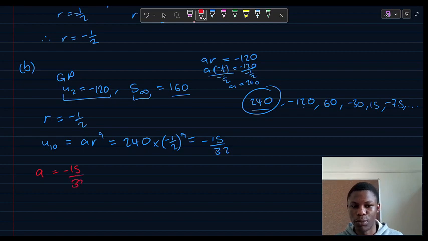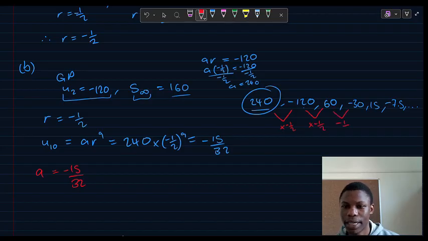So for our new progression, we now have that our a is -15/32. The common ratio still remains the same because the common ratio is just what you're multiplying by to get to the next term. They haven't said anything about changing that. They've cut out the first 9 terms. The way the progression is formed is still the same. You're just multiplying by -1/2. So our common ratio is still -1/2.